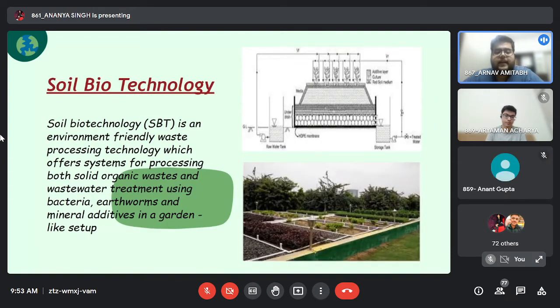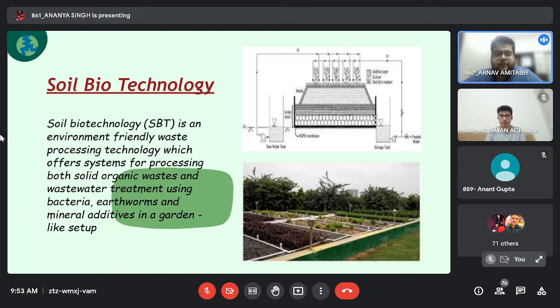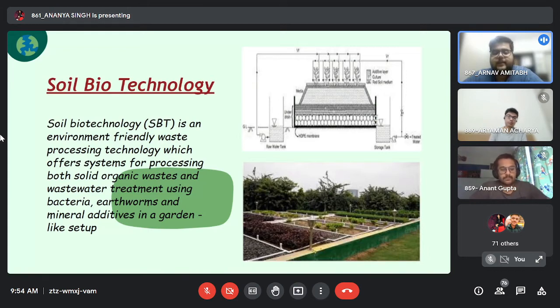Soil biotechnology is an environment-friendly wastewater processing technology that offers a system for processing both solid organic waste and wastewater treatment using bacteria and earthworms in a garden-like setup. This technology was initially developed at Indian Institute of Technology, Bombay, over 2 decades of research. Since it reinforces the carbon and nitrogen cycle in nature, the quality of the treated water exceeds State Pollution Control Board standards, reducing chemical oxygen demand and nitrates to very low levels, unlike any other STP method.